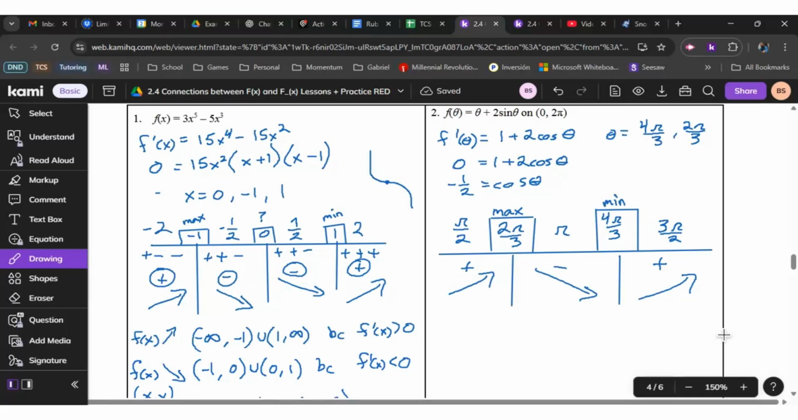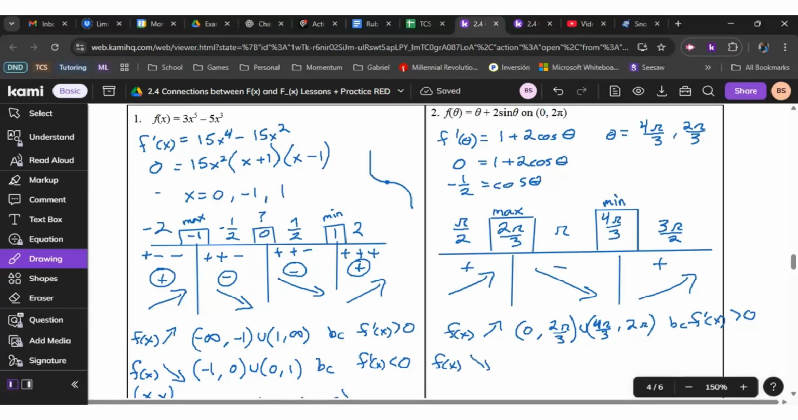All right. So, let's talk about where it's increasing. Now remember, we can't be less than 0. So this is going to be increasing from 0 to 2 pi over 3, and from 4 pi over 3 to 2 pi. Why? Because f prime of x is positive.